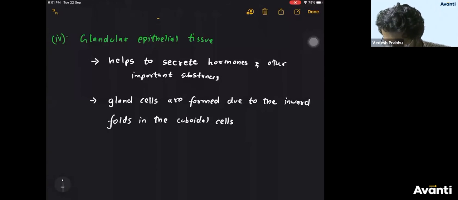I'm going to show the video also, so that it will help you in understanding it easily. This is the special task performed by the cuboidal epithelial tissue itself. After folding, it becomes your glandular epithelial tissue and performs a new function.